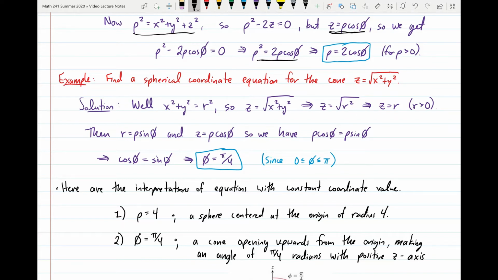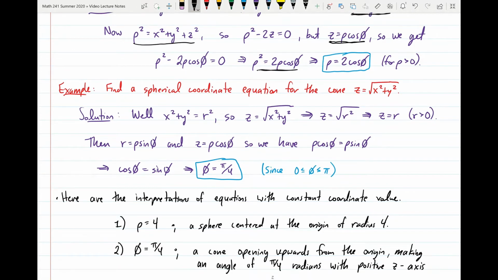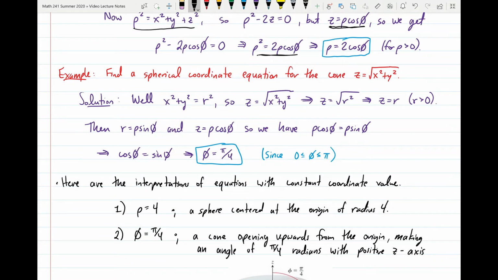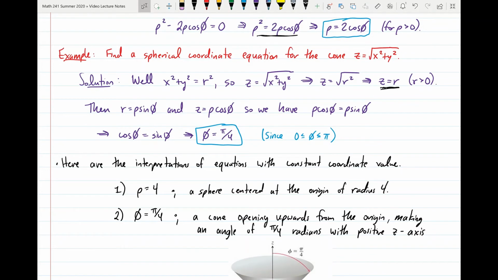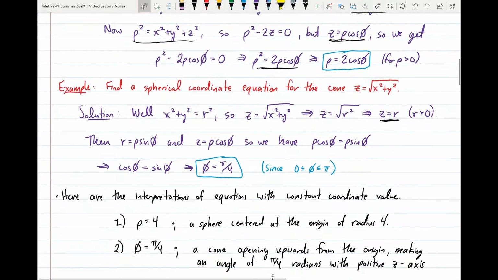And so we can rewrite z equals the square root of x squared plus y squared as z equals the square root of r squared. And we're assuming that r is greater than 0, so that allows us to say that z is just equal to r. And now that we have it in cylindrical coordinates here, actually, we can take the equation in cylindrical coordinates and convert it further into spherical coordinates. So we still have from the equations above that r is equal to rho times sine phi, and we also have that z is equal to rho times cosine phi.